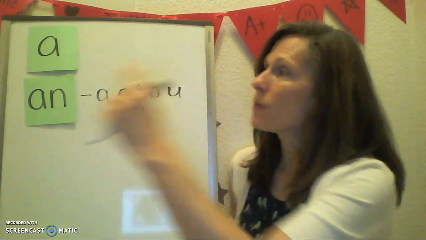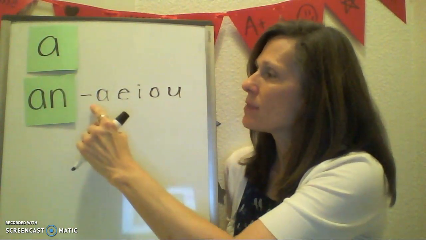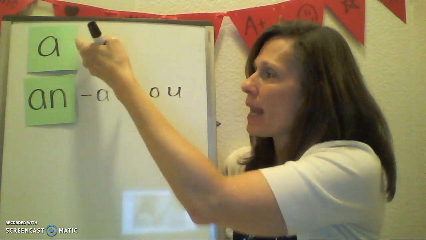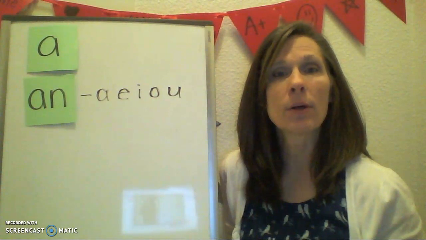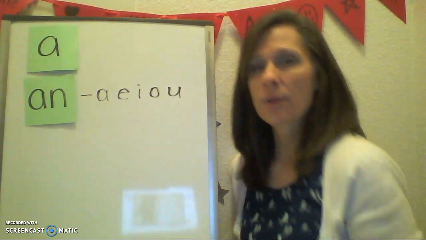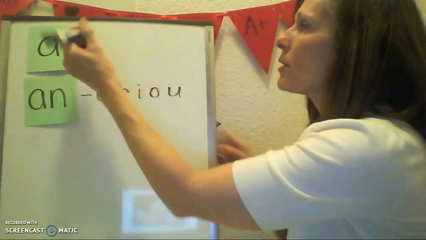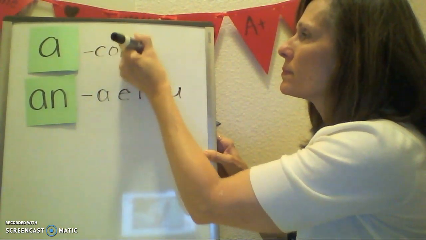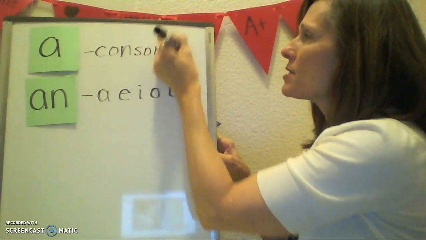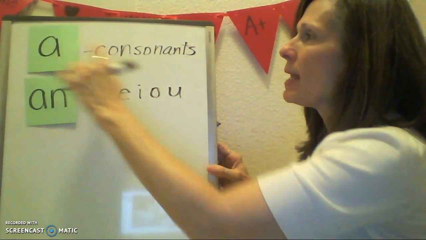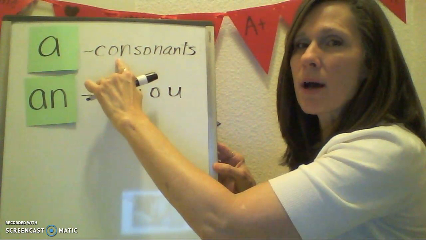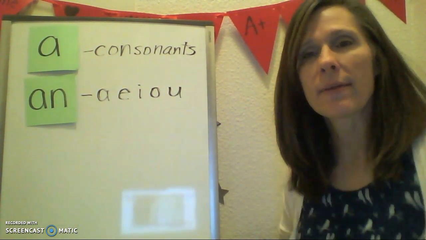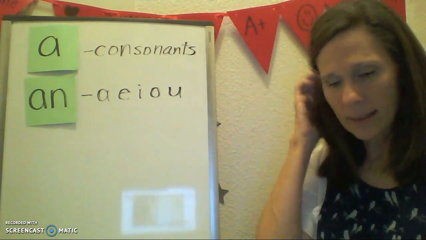And so whenever we're writing a or an, we have to look at the next word that comes after a or an and whether or not it starts with a vowel or a consonant. Okay? So for us to remember, I'm going to write consonants up here. Okay, so we're going to make sure that a goes with words that start with a consonant, and an is written in front of words that start with the vowel sound. So let's go ahead and practice a little bit.